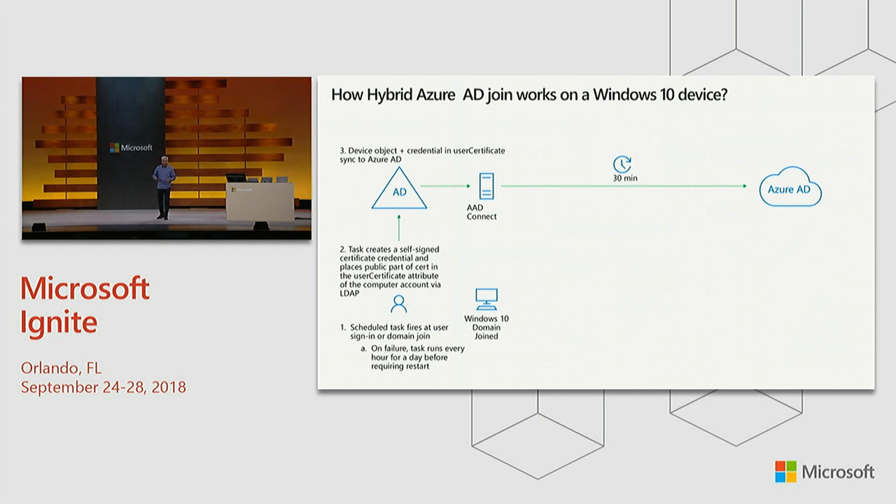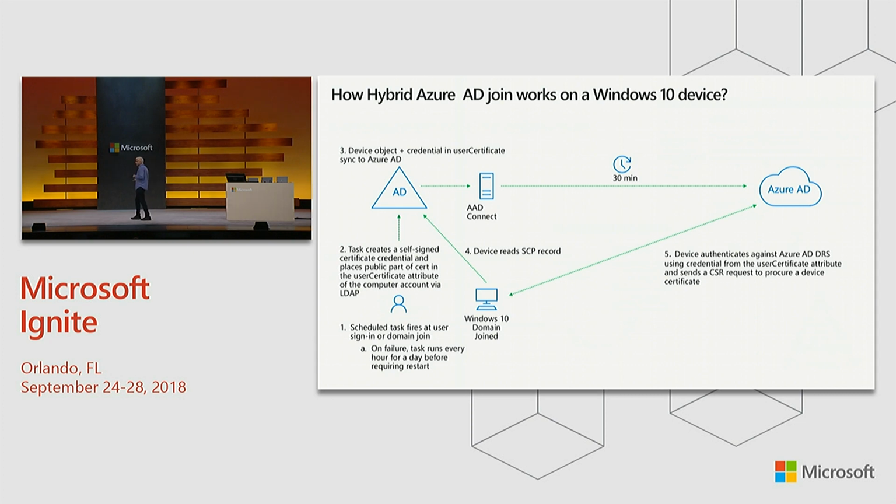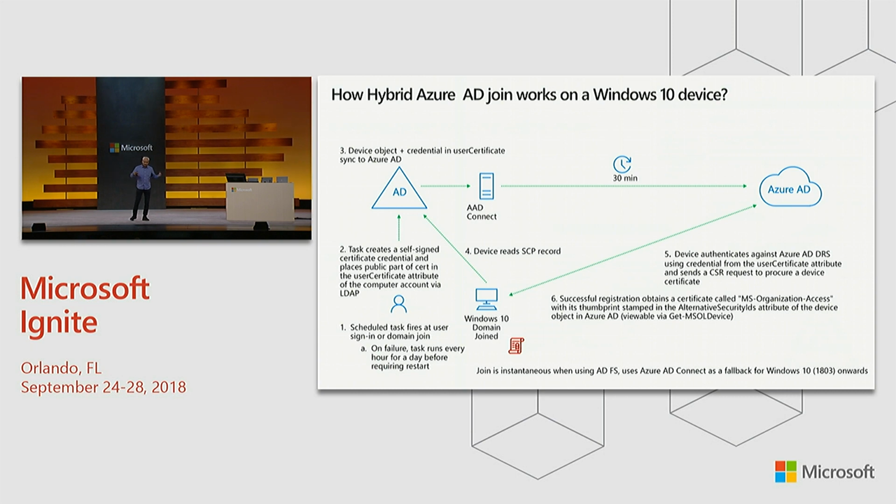Once that information is synced, the next thing that's going to happen is, when the user signs in, the device is going to go talk to AD to get the SCP information. And as soon as it gets it, it's going to talk to Azure AD, similar to the Azure AD join process, sending the information about the user certificate attribute and the CSR for the Azure Active Directory device registration service to sign it and send a certificate, which gets then stamped back onto the device. This is basically what creates and builds the trust and makes sure that this device is a trusted device in Azure AD.